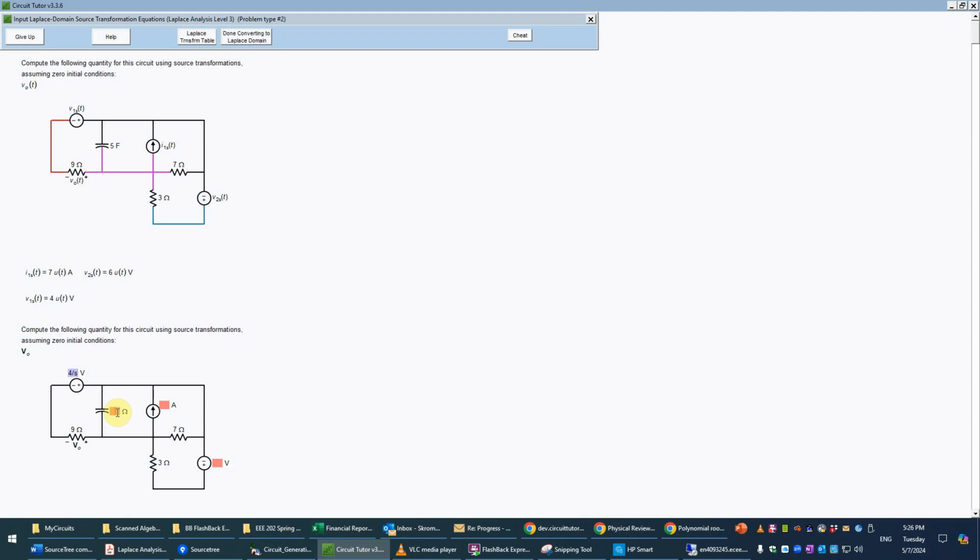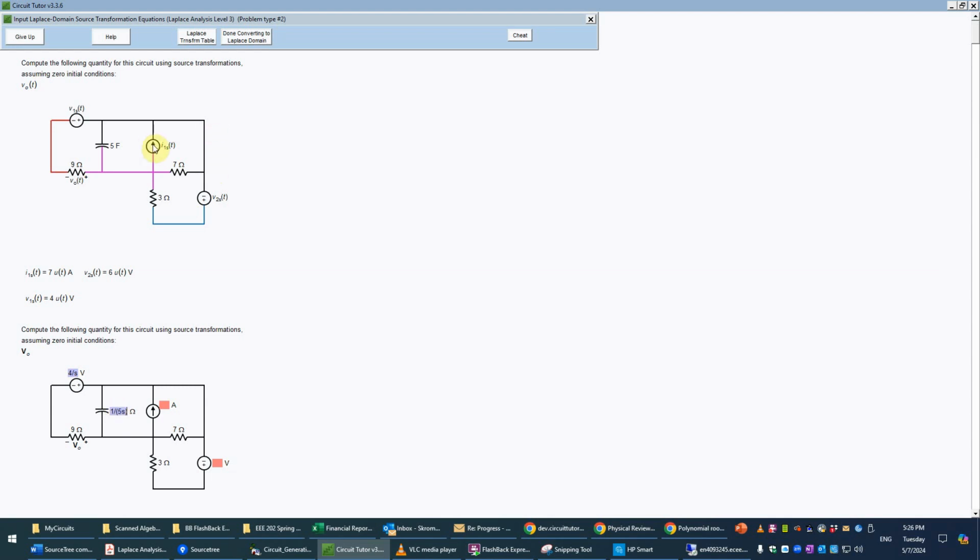Then we'll convert the capacitance. Remember, the impedance of a capacitor is 1 over sC, where s is the complex frequency and C is the capacitance. So here that will be 1 over parentheses 5s. Notice I have to have parentheses around the entire denominator, otherwise I'd be writing 1/5 times s, which would not be the correct answer.